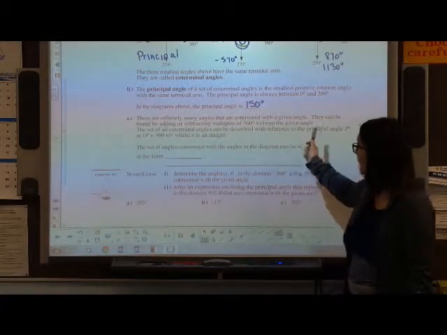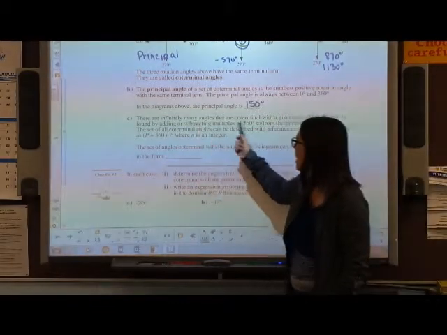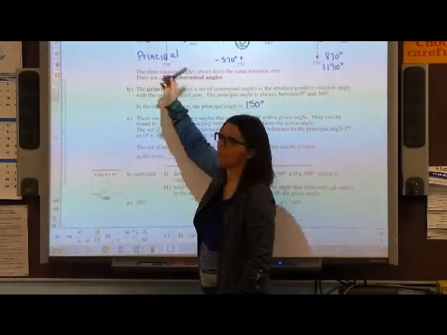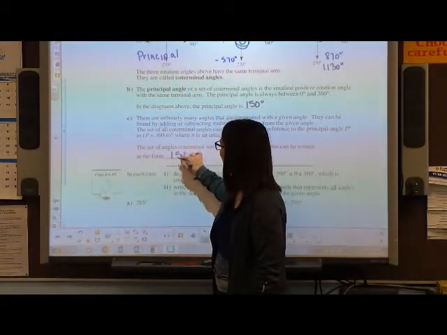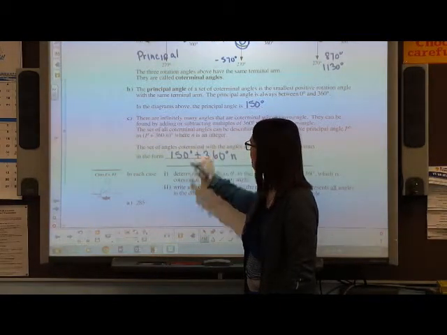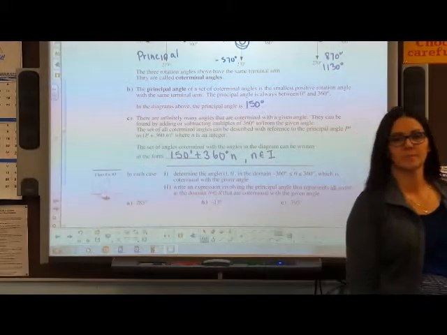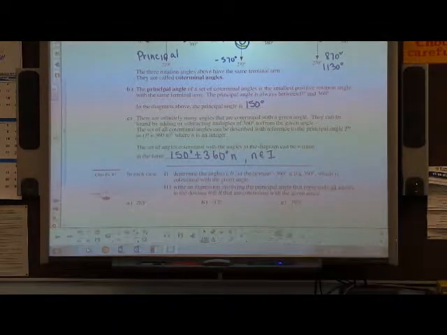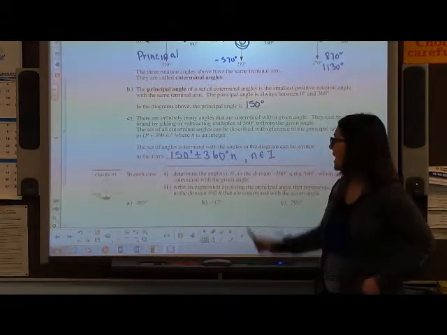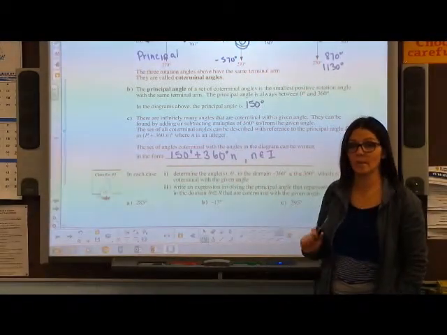So there are infinitely many angles that can be coterminal with a given angle, and they can be found by adding or subtracting multiples of 360 degrees. So I take my principal angle, which was 150, and then I can add multiples of 360 degrees. And I let n be an integer. That's my disclaimer. So if n is equal to 0, I'm at the principal angle. If n is equal to negative 1, I'm at the negative 210 degrees, and so on.